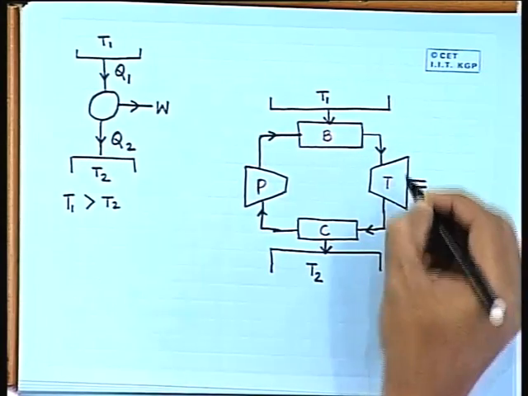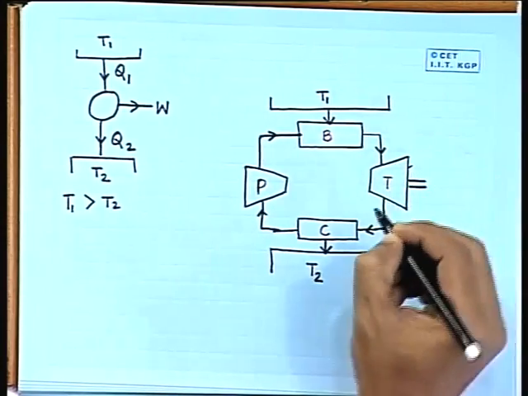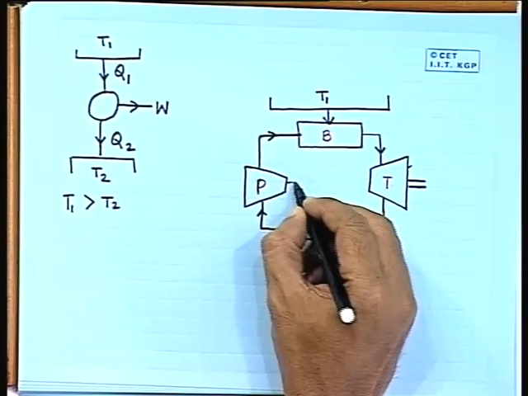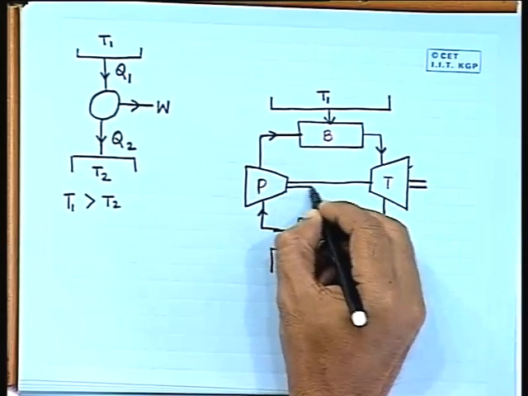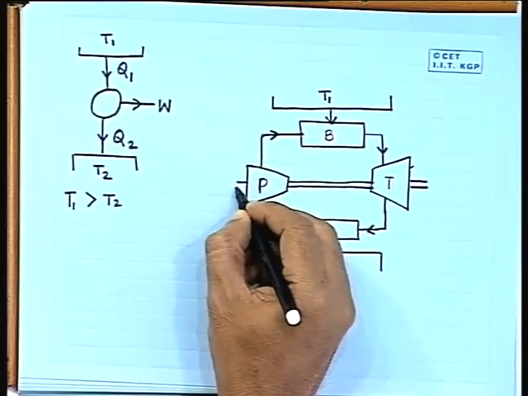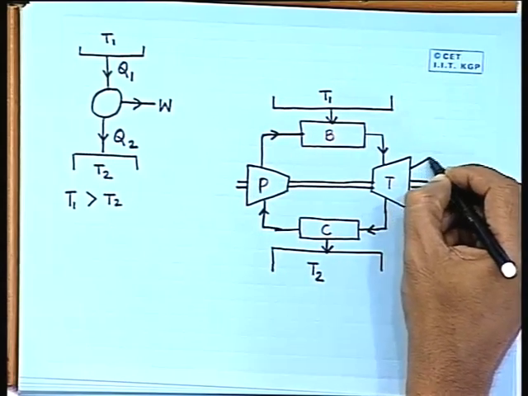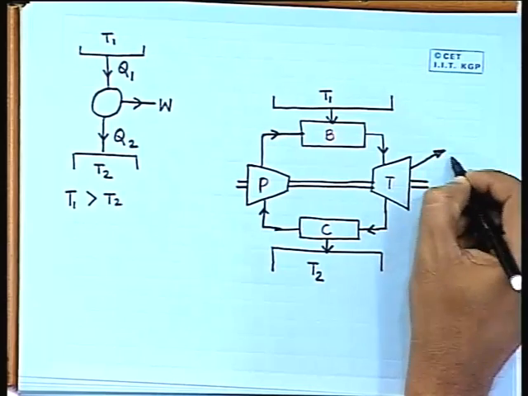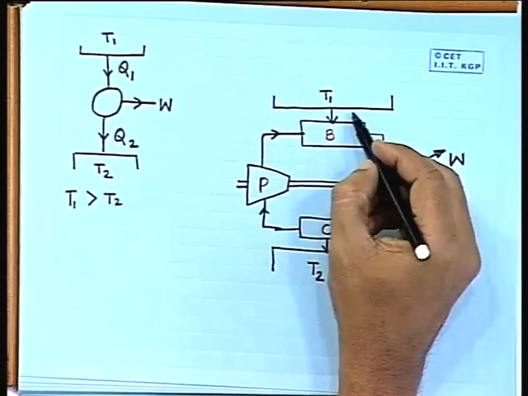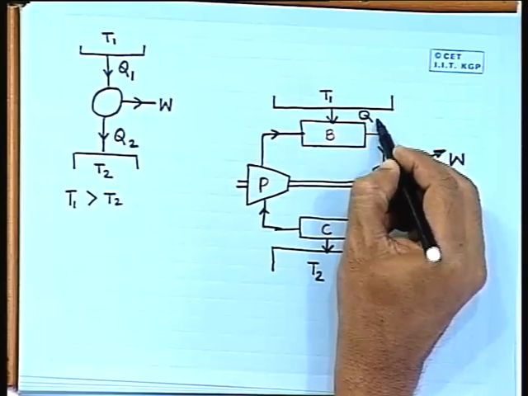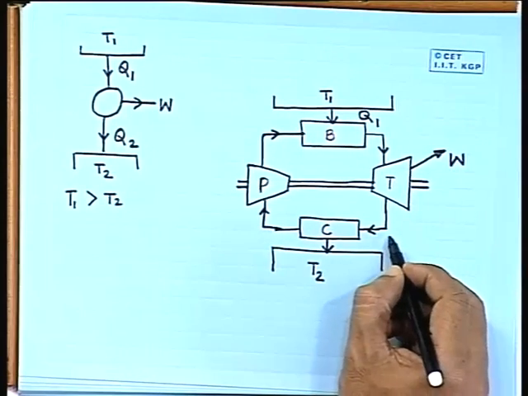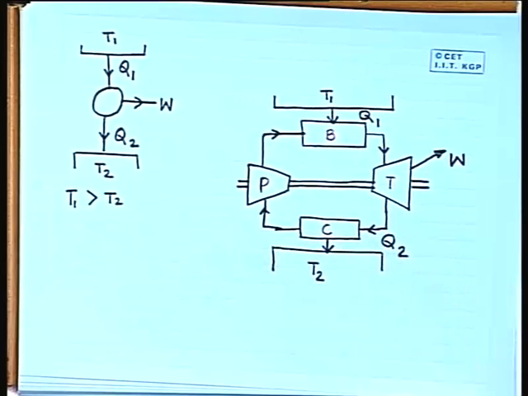Here in the turbine, it produces some external work. Now, this work should be sufficient to run the pump also, and the extra amount of work could be given to the surrounding. So, from the boiler Q1 amount of heat will come, and in the condenser Q2 amount of heat will be rejected. Well, again in the pump we will have adiabatic compression of the fluid.